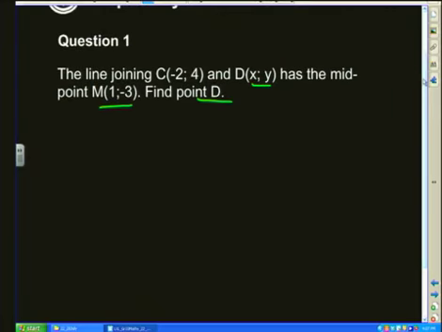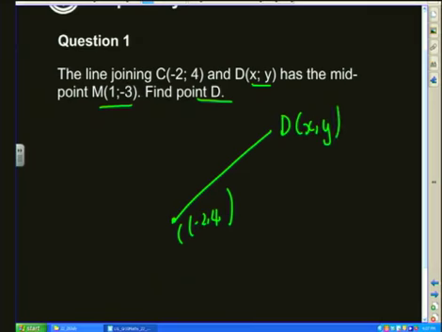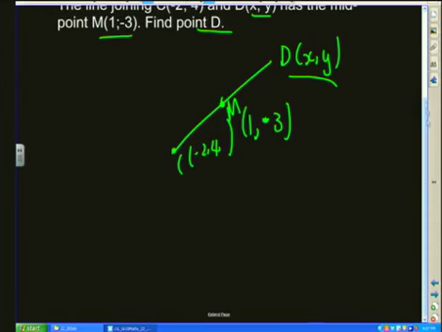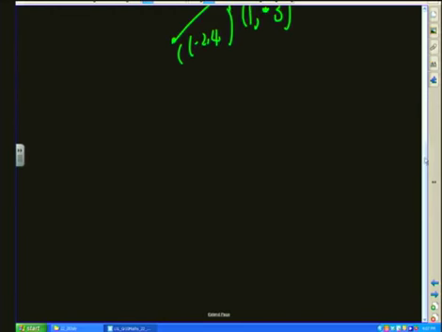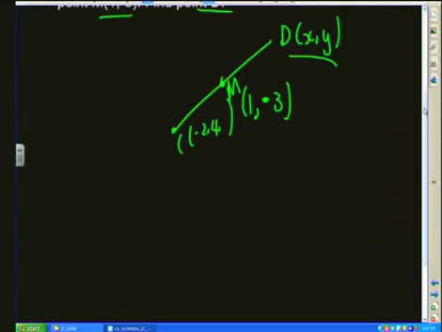Okay, so we have, and I'm just going to do a rough sketch. We've got C is the point minus 2 and 4. All right, D is somewhere out here. We don't know what the coordinates of D are, but we do know, and they do tell us, that the coordinates of the midpoint, so that's exactly midway between point C and D, are 1 and minus 3. And they then want you to find the coordinates of D. So a very common question here, what we're going to be doing is using the midpoint formula and working backwards using that formula.